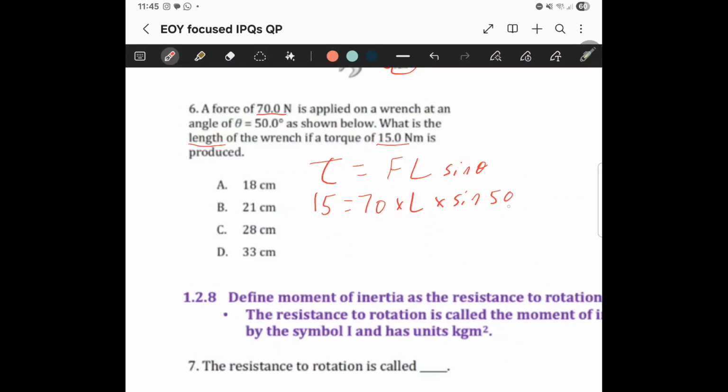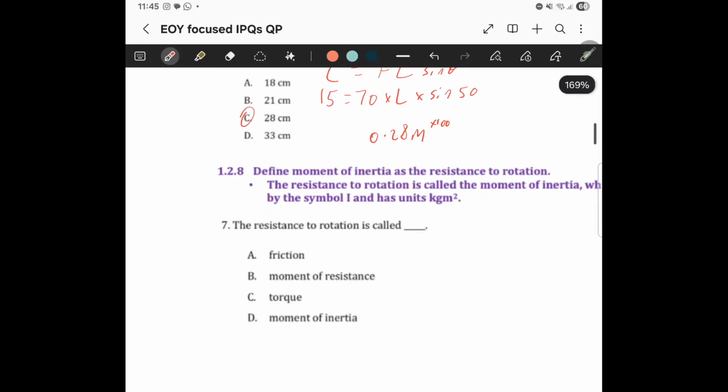You can rearrange, you can do shift solve. Most of you are doing shift solve, so I'll just stick with that. Putting that into your calculator, you should get 0.28 meters. And of course, if you want to put it into centimeters, you just simply multiply by 100 because there are 100 centimeters in a meter. So that would be the answer.